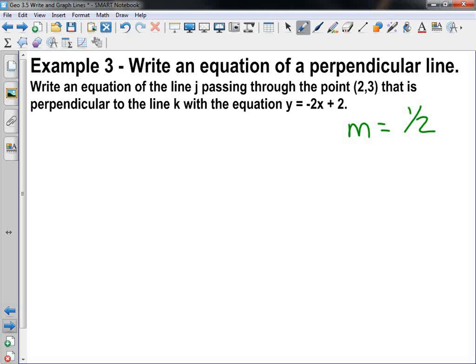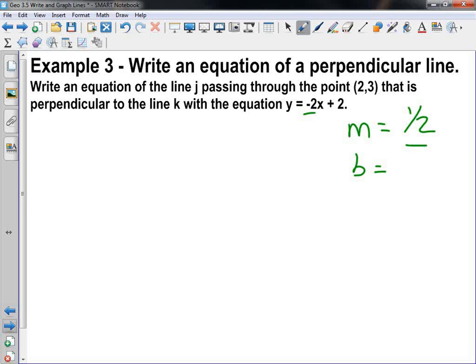Opposite, right? So, and what? There you go. You forgot the reciprocal part, right? So opposite means we go from negative to positive. Reciprocal means we go from 2/1 to 1/2. Okay, now, what's my b value going to be? You can solve it, right?